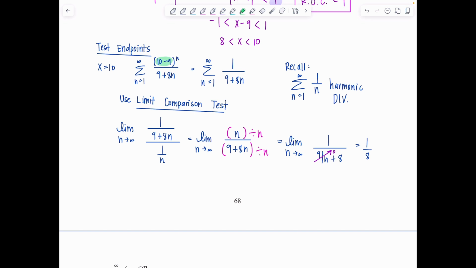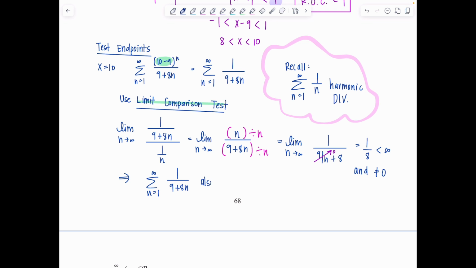Okay, be careful. We just used the limit comparison test. So what am I interested in? I just want to make sure this limit is finite and not 0. And then the limit comparison test tells me that my series behaves the same, or is twinsies, with this divergent harmonic series. So this guy also diverges by the limit comparison test, which tells me that x equals 10 is not an element of the interval of convergence, okay?